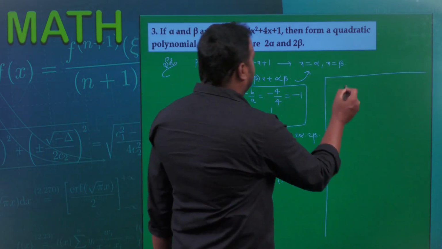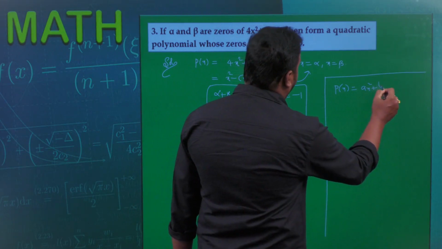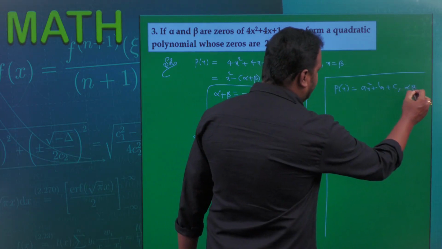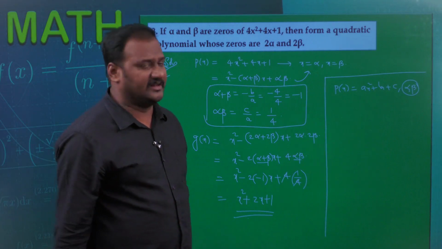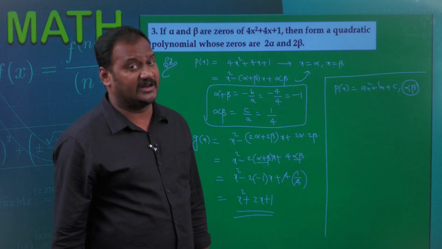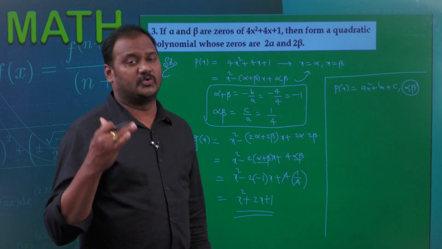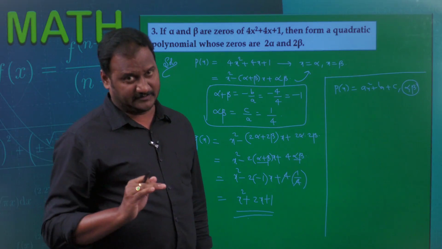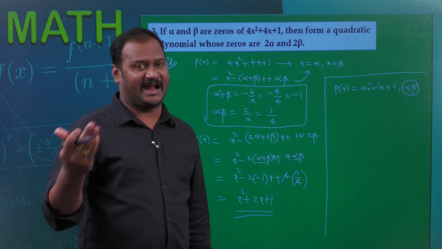See, suppose this is a polynomial, p of x is equal to like ax square plus bx plus c, and alpha comma beta are zeros of this polynomial. What is the polynomial whose zeros are multiplied by 2? Whose zeros are divided by 2? Whose zeros are subtracted by 2? Whose zeros are added by 2?